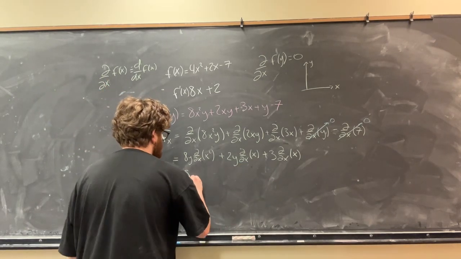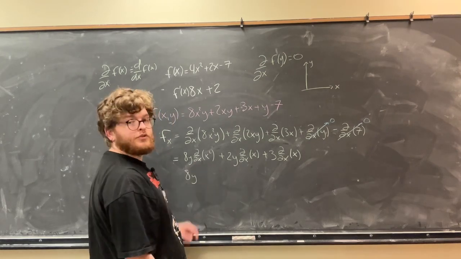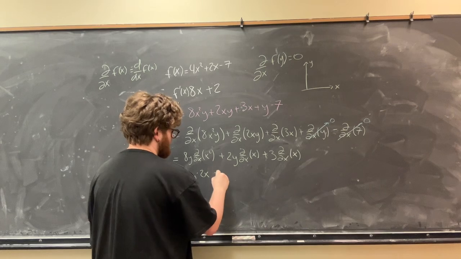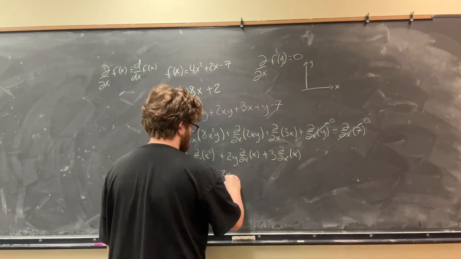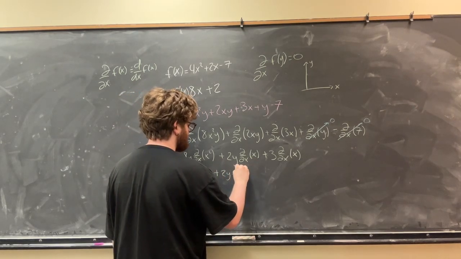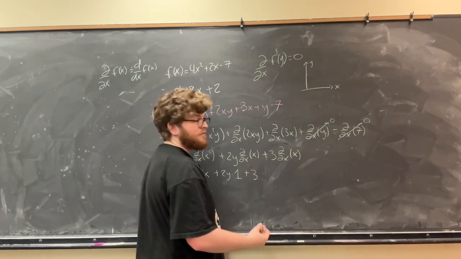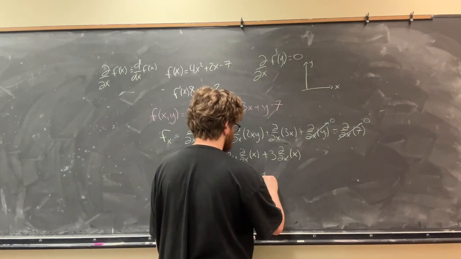So this means we have 8y is still outside. The derivative of x squared is 2x. This 2y stays outside. The derivative of x is 1. This 3 stays outside, and the derivative of x is 1 again.